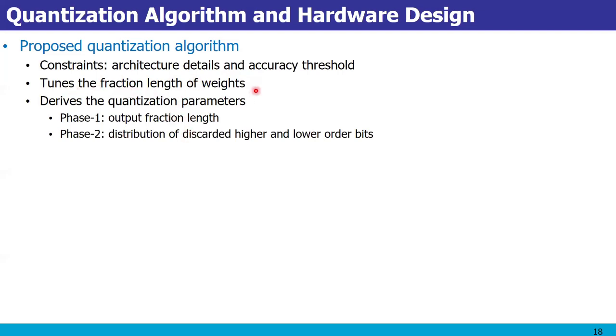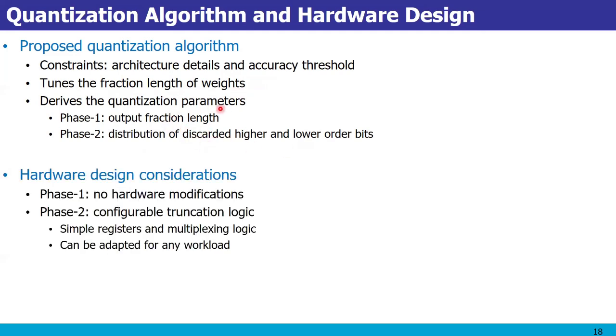So by tuning this and going through a design space exploration phase, you figure out the weight fraction length, which gives you an optimal output fraction length that is giving you the highest suppression of the errors and also giving you how many bits to discard from the higher order and lower order bits. Now, once you have this data, you can implement this very easily in hardware because at phase 1, we were just tuning the fraction length of the outputs. And as the radix point is implicit in the fixed point format, there is no hardware modification. It's just a scaling factor, which now has a different value.